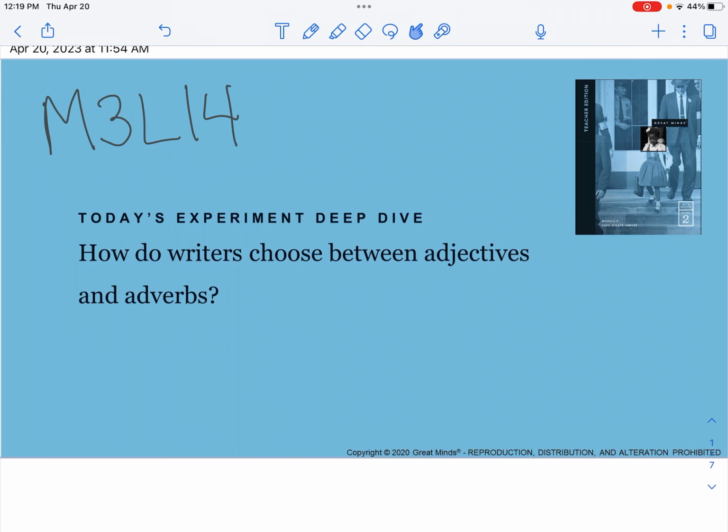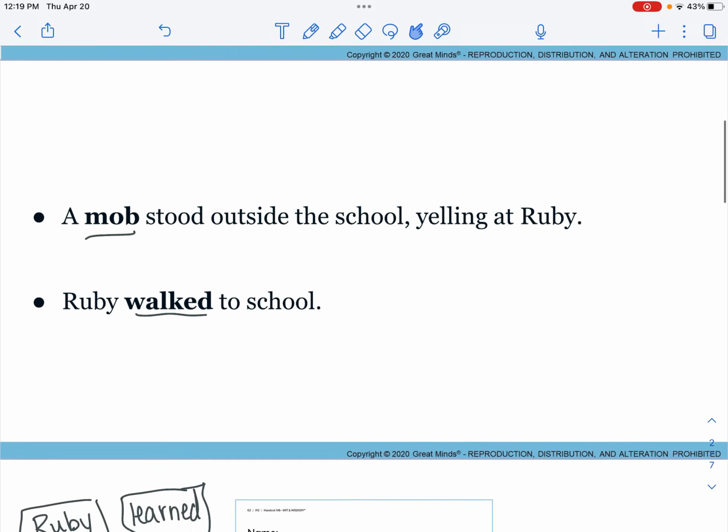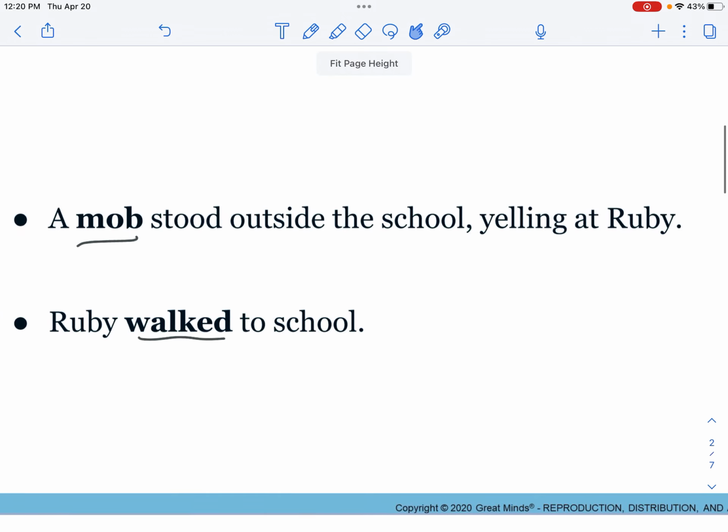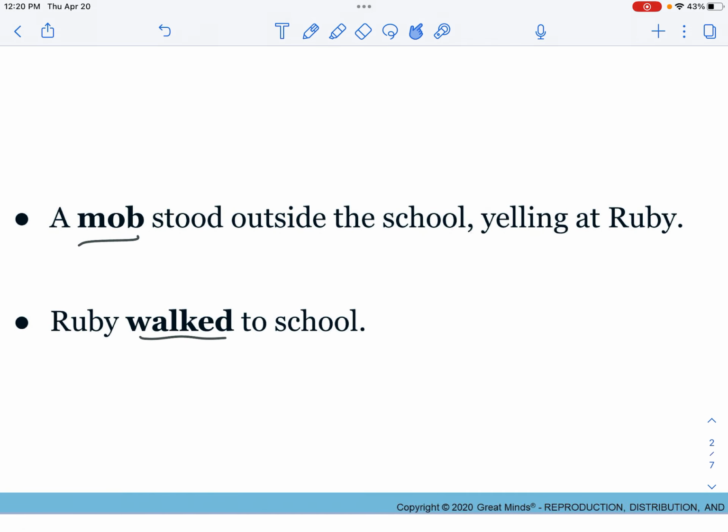Hi, second graders. Today we are doing the deep dive for Module 3, Lesson 14. You will need your blue workbook and a pencil. Today we are going to focus on how writers choose between adjectives and adverbs. We have a couple sentences to start with.